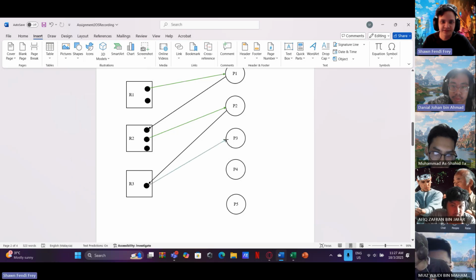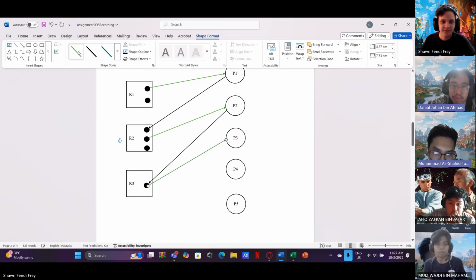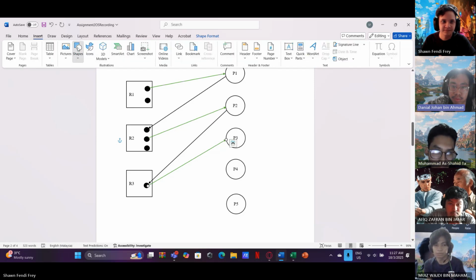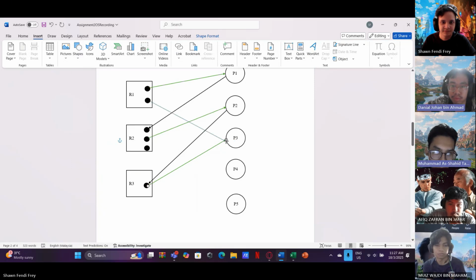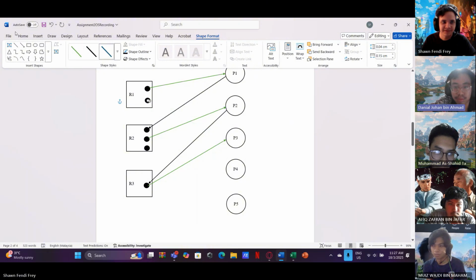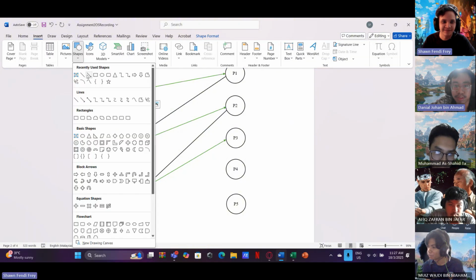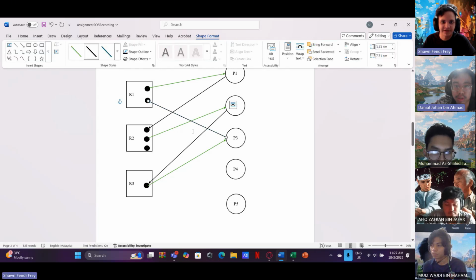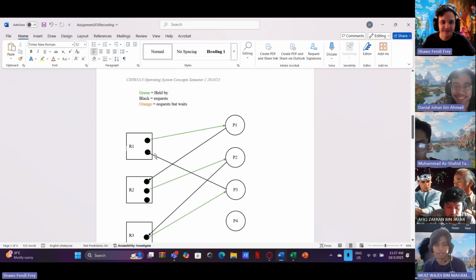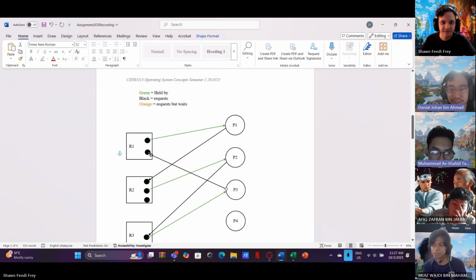Then P3 to R1, with the black arrow, because it is a request. Black.